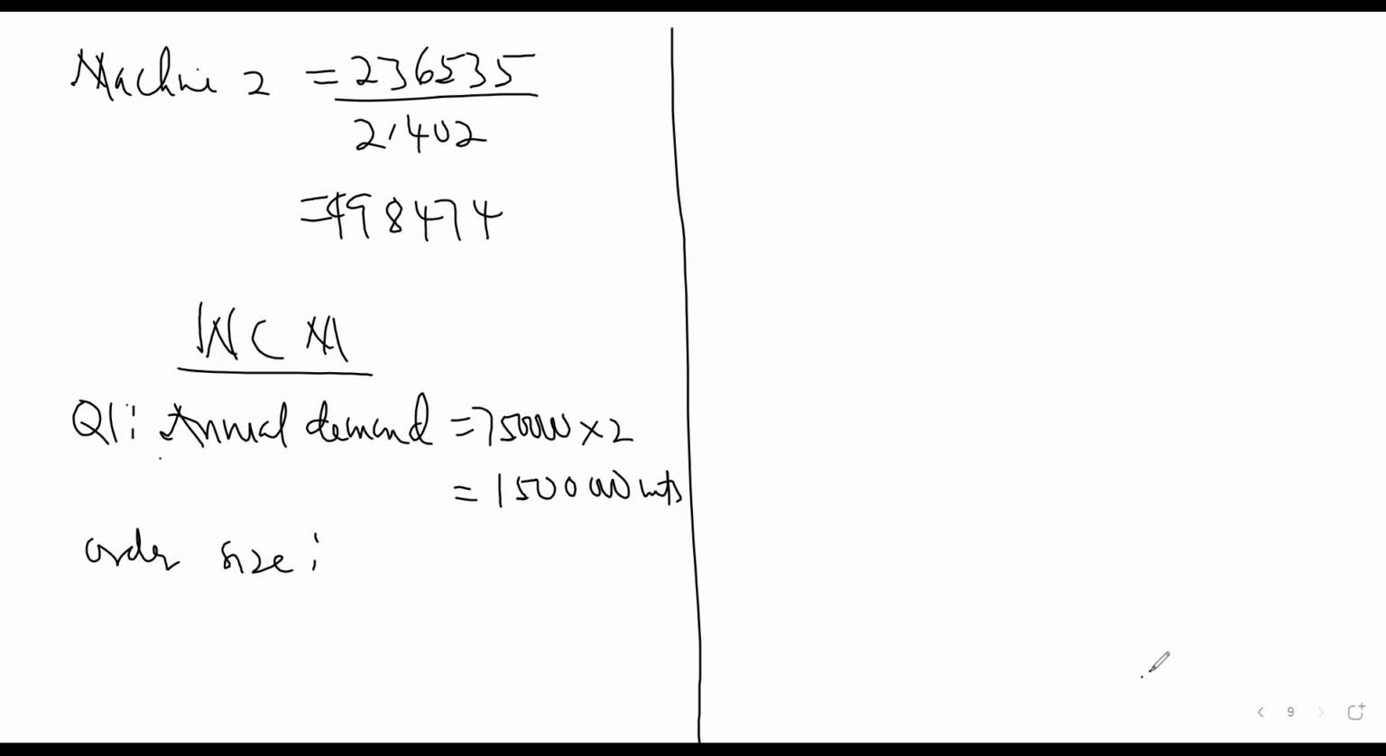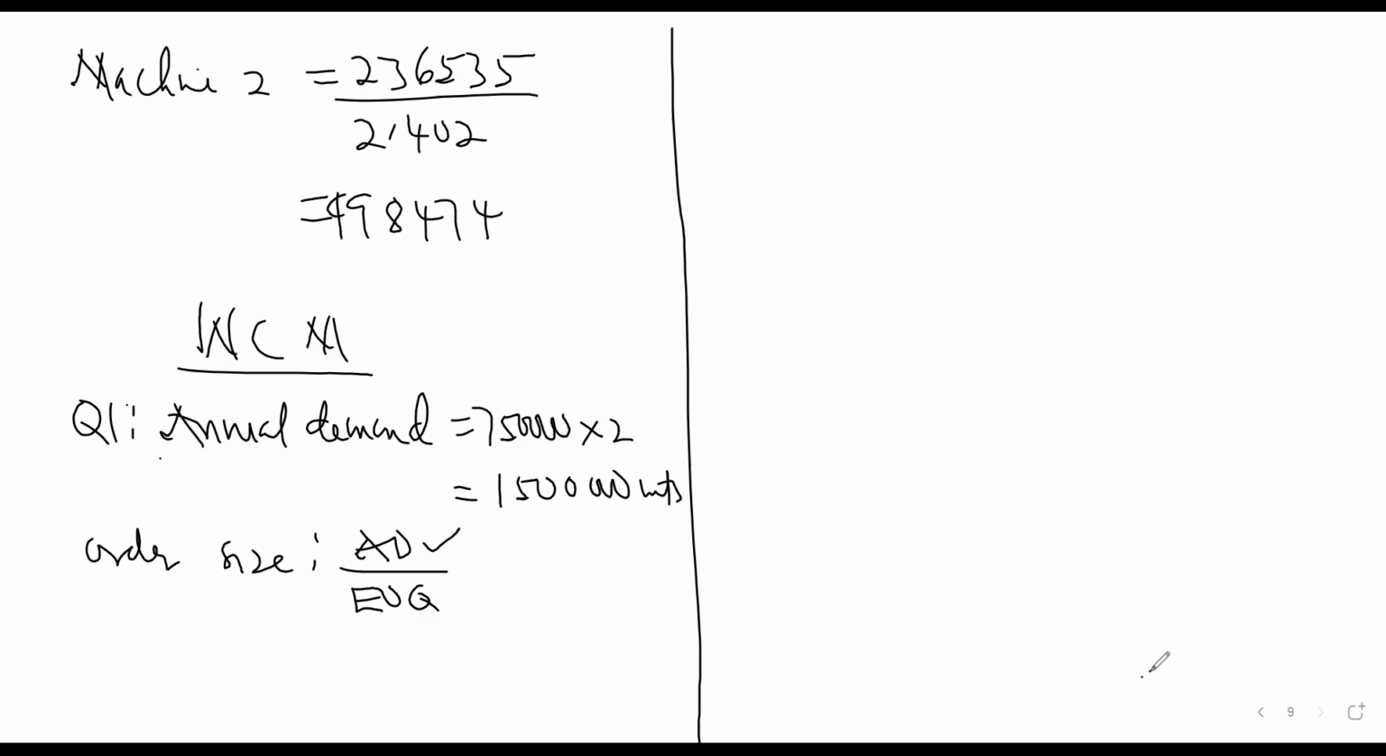Your order size is calculated as the annual demand over the quantity that you are ordering, which is the economic order quantity. Now they are giving you the order size to be 12. How do you find your economic order quantity now? So this is how the order size is calculated.